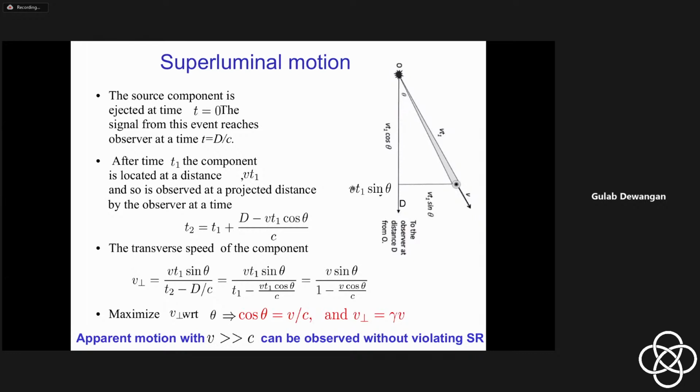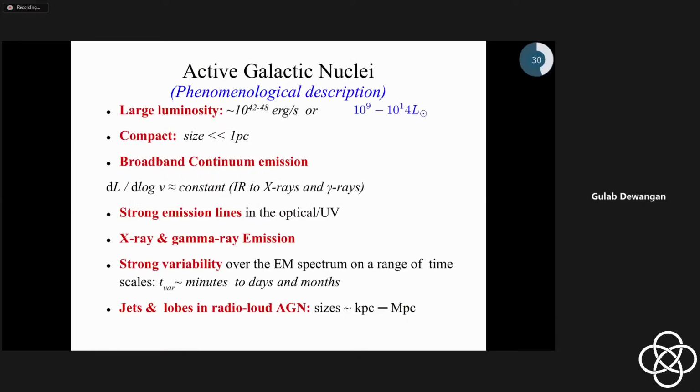This is due to the very high speed at which this blob is moving, and it is moving very close to the line of sight. Because of these two facts, it gives an apparent motion which is more than the speed of light. Otherwise, it does not violate special relativity. Okay, so these are the observational characteristics.